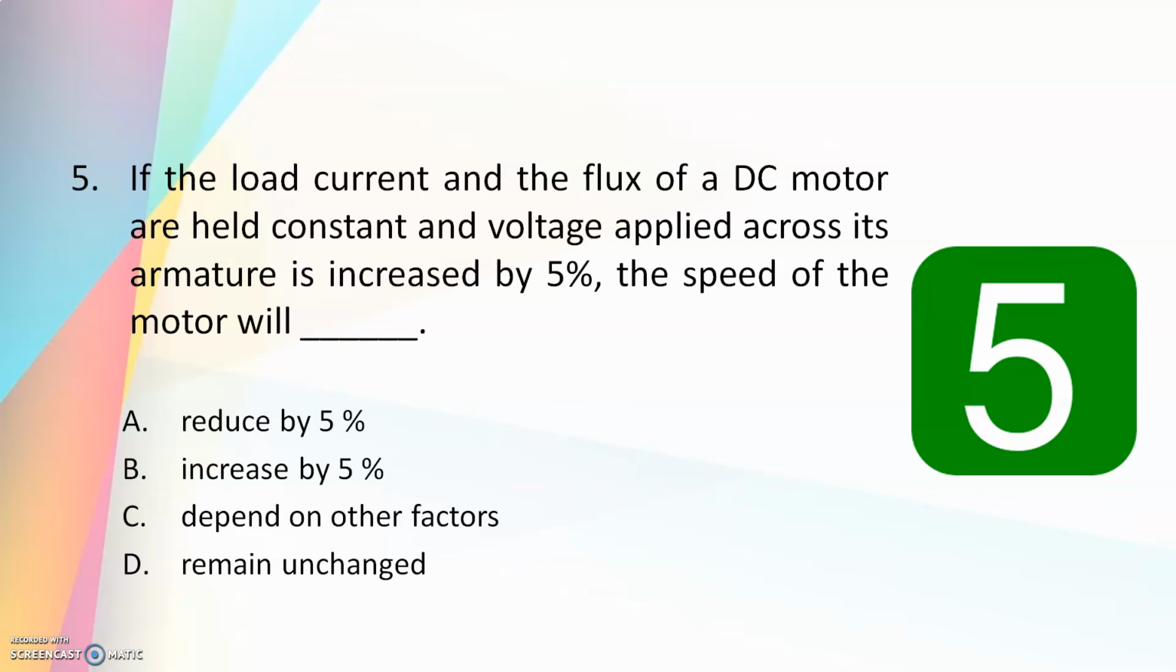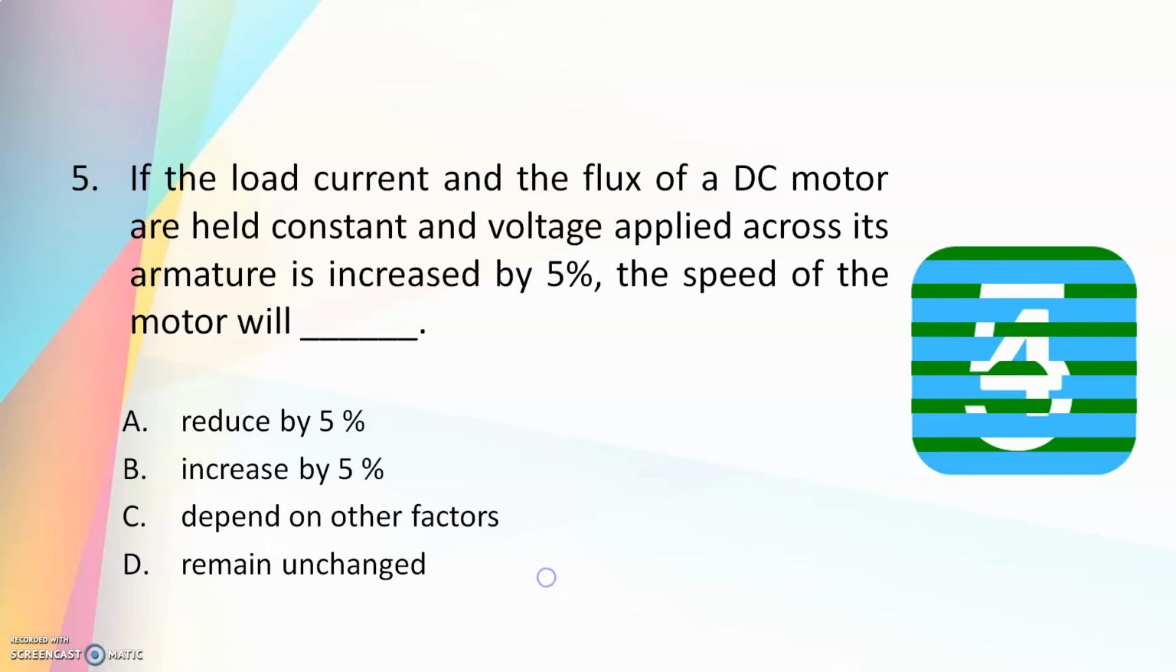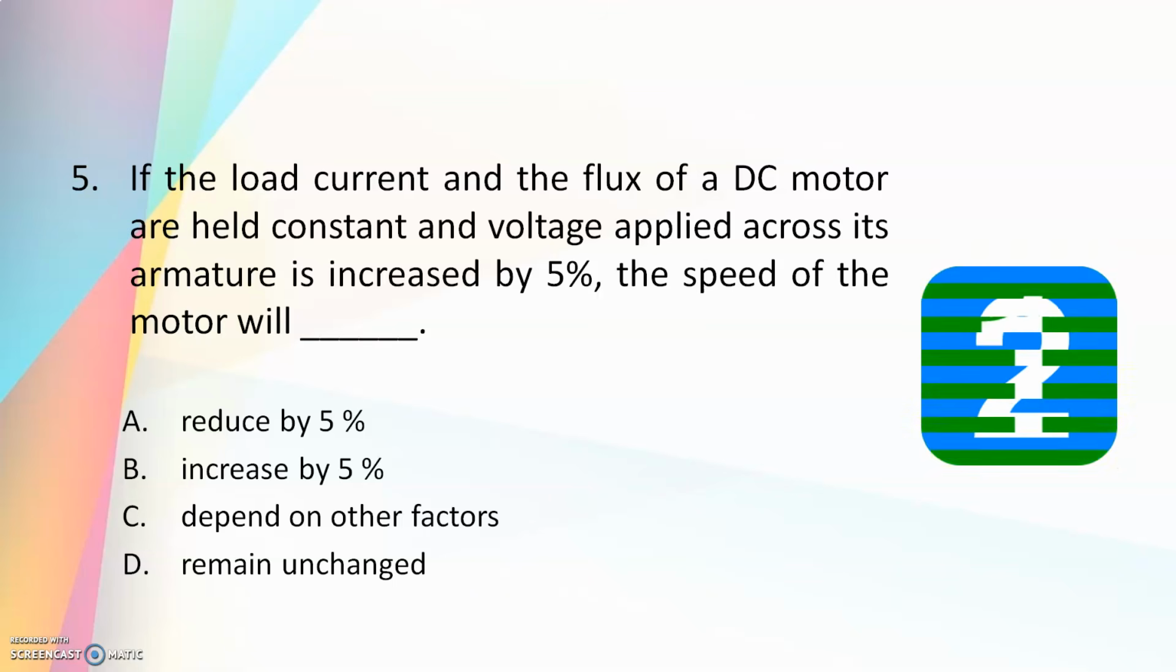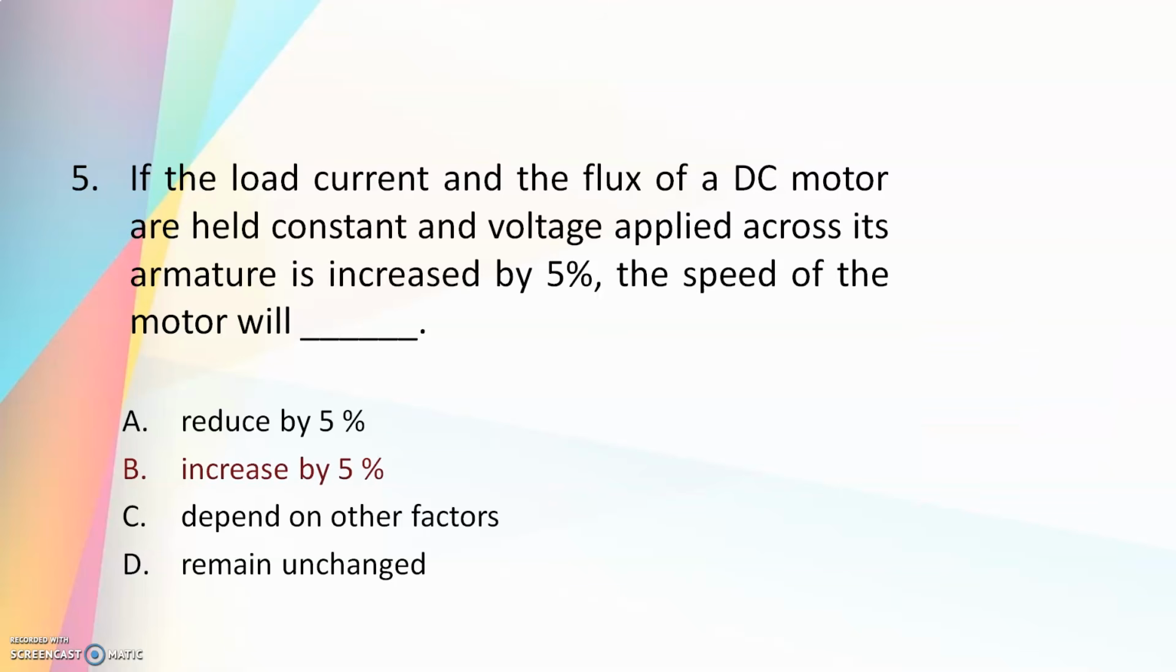If the load current and the flux of a DC motor are held constant and voltage applied across its armature terminal is increased by 5%, the speed of the motor will: reduce by 5%, increase by 5%, depend on other factors, remain unchanged. And the answer is increase by 5%, because if the load current is constant, then the armature current is also constant. Therefore back EMF of DC motor is proportional to the terminal voltage.